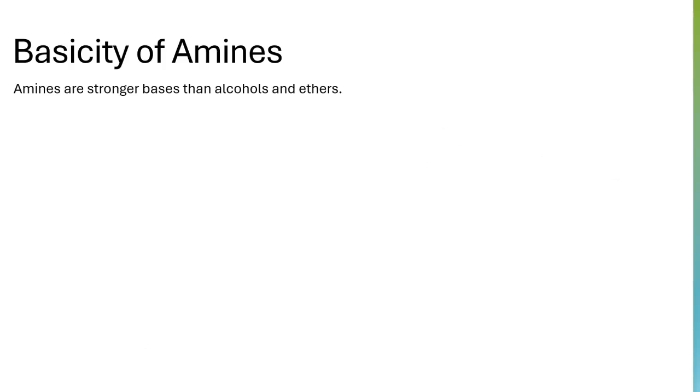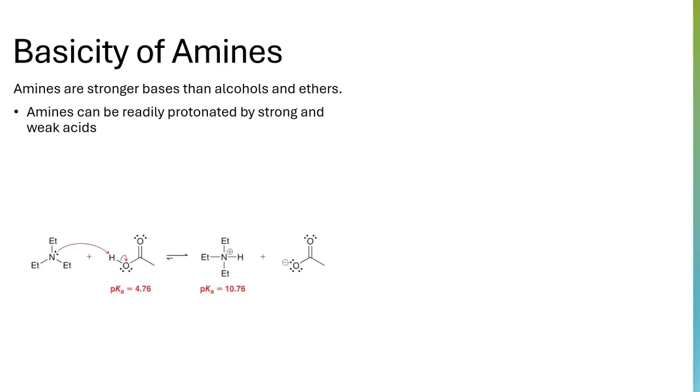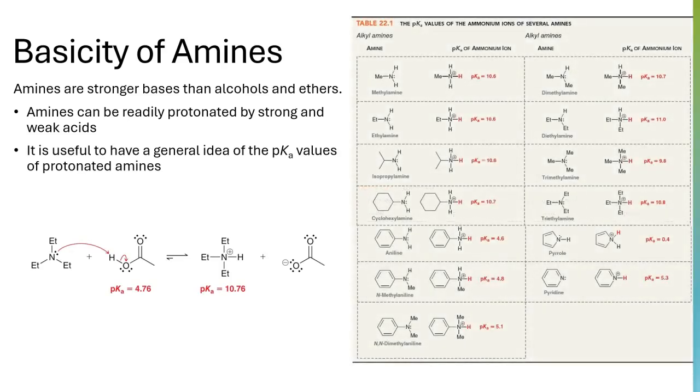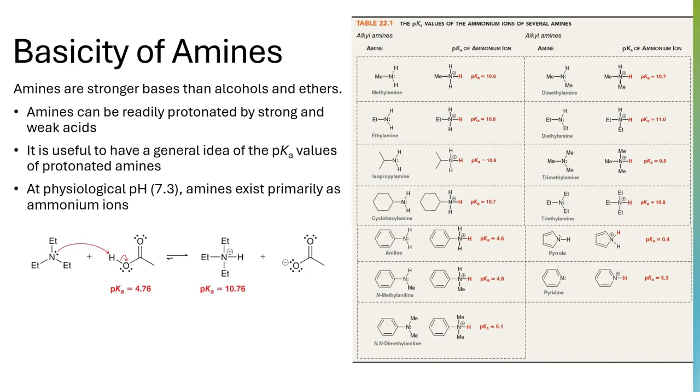Basicity of amines. Amines are stronger bases than alcohols and ethers. Amines can be readily protonated by strong and weak acids. It is useful to have a general idea of the pKa values of protonated amines. In Table 22.1, the pKa values of the ammonium ions of several amines are shown. At physiological pH, that is 7.3, amines exist primarily as ammonium ions. The ammonium ion then predominates.